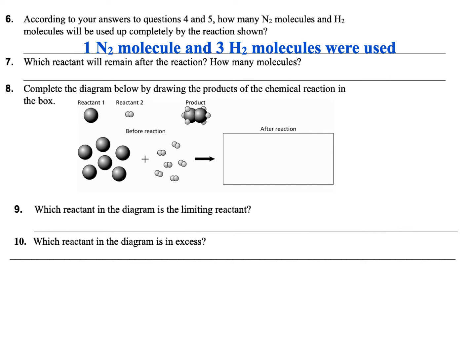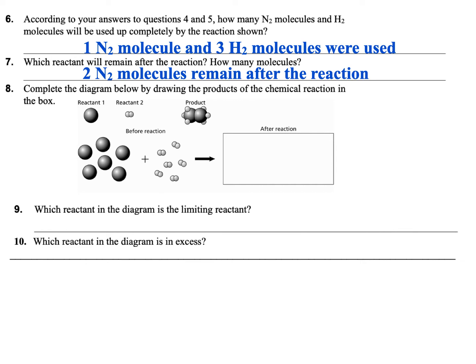Which reactant will remain and how many? As you see on the right, there are 2 nitrogen molecules that are left over at the end of the reaction at the top. Number 8. Number 8 shows reactant 1 and reactant 2. The large reactant 1 atom and reactant 2 molecules are going to form a product that has 2 of the large reactant 1 atoms and 6 of the reactant 2 atoms. So if you look at that, on the left side, I have 6 of the large atoms and 6 molecules.